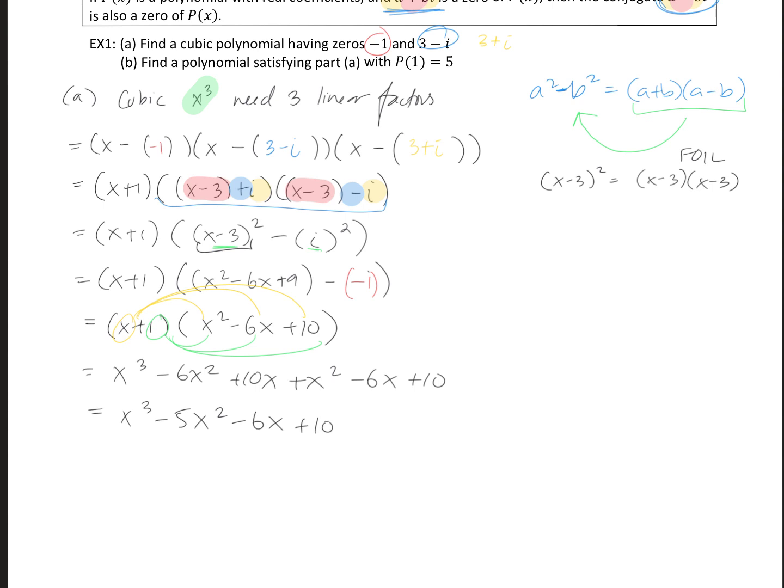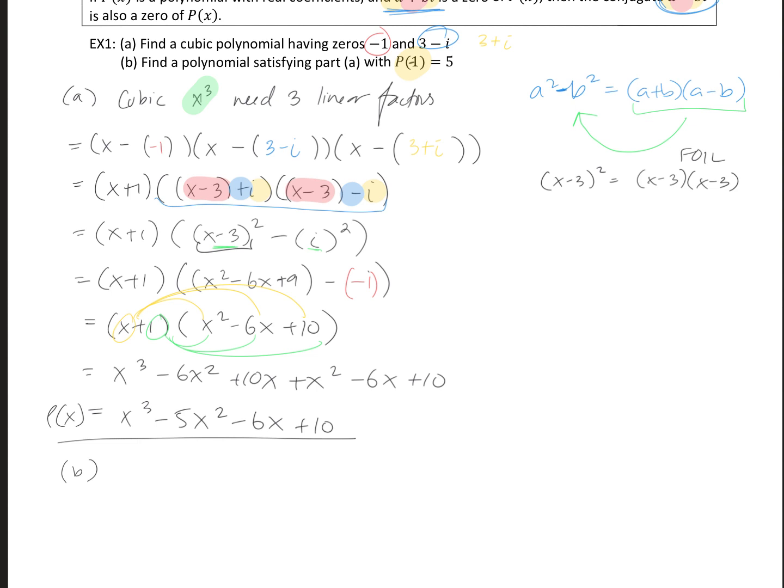Now, we're going to use our function p of x. And real quick, I want to change this to a -1. That's a small typo there on the lecture notes. Please change that to a p of -1 equals 5. So we want to find a polynomial that'll satisfy p of -1 equals 5.